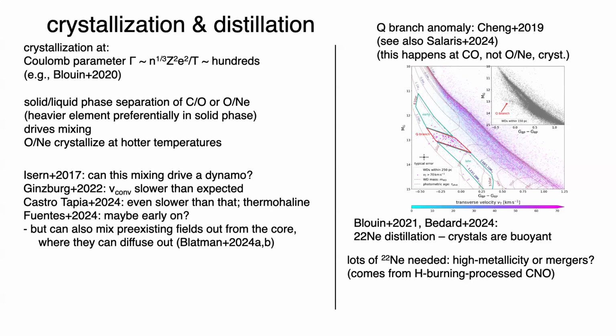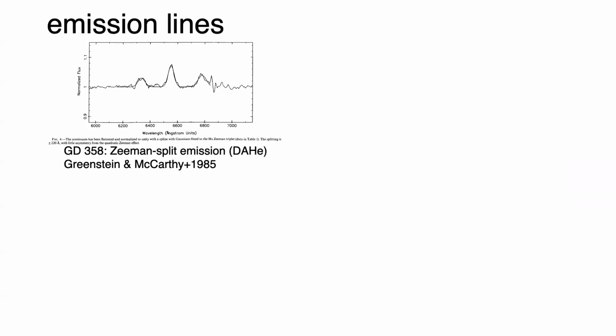But you need to have a lot of neon-22, so maybe the metallicity in the environments that made the stars was high, or maybe it's some kind of merger. And I won't talk that much about it. Magnesium-26 also can be made in stars like this, in the progenitors, and that can also participate in this distillation process. Okay, white dwarfs sometimes have emission lines.